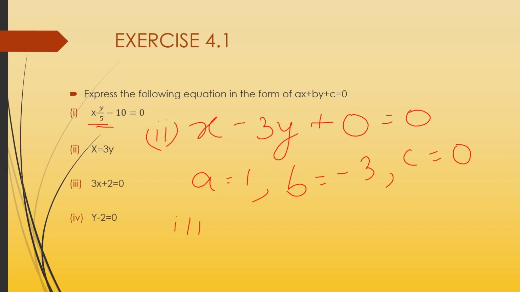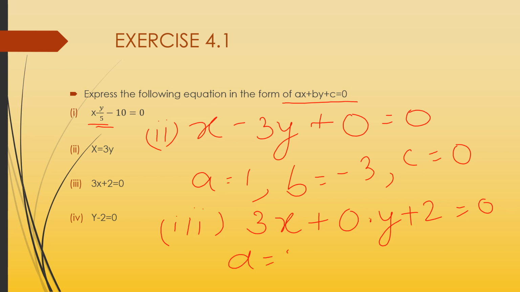Third part of the question, 3x. Since there is no value of y, obviously its coefficient must be 0. So we can write 3x plus 0 into y plus 2 equals 0. If we compare it with the standard form, the value of a will be 3, b will be 0, and c will be 2.